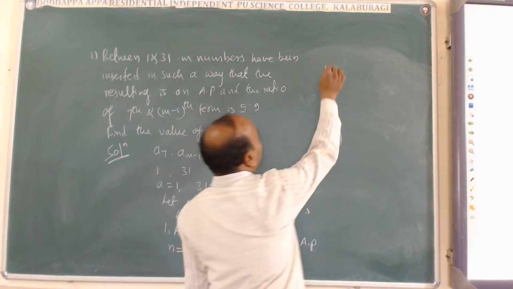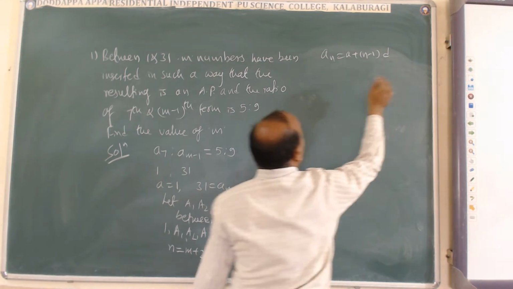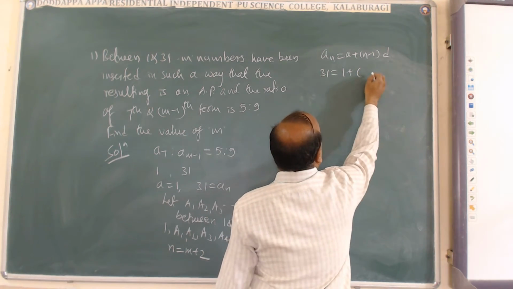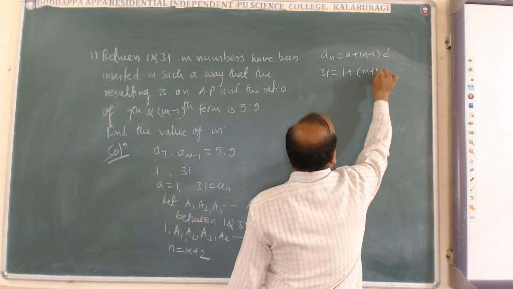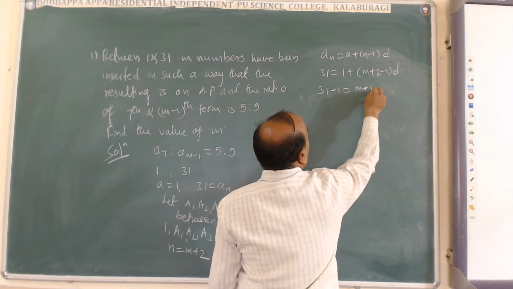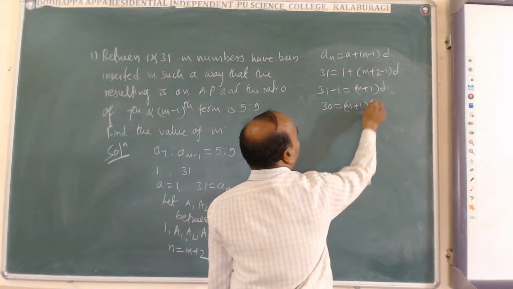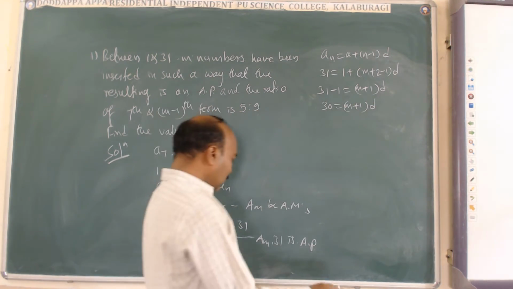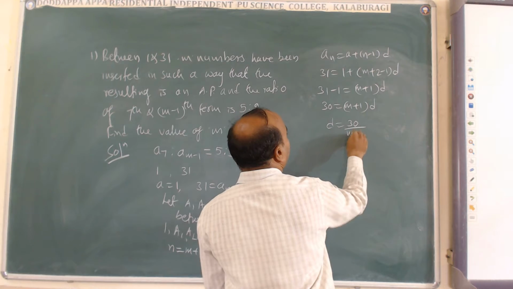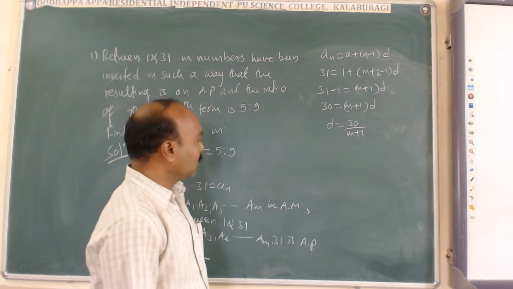Now we go for the formula, the an formula. an equals a plus (n minus 1) into d. So an we already have as 31. a value is 1, and n value is m plus 2, so m plus 2 minus 1 into d. 31 minus 1 equals (m plus 1) into d. So 30 equals (m plus 1) into d. Using this you find the value of d, that is d equals 30 divided by (m plus 1). Like that, first you find the value of d for this given question.